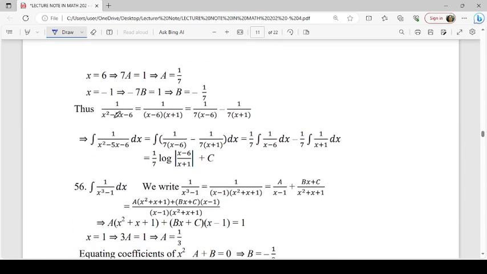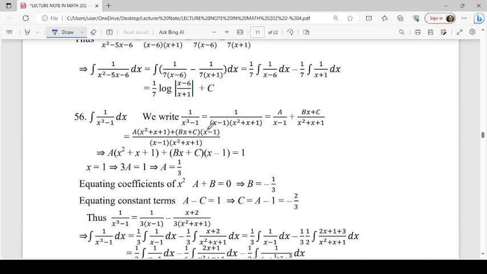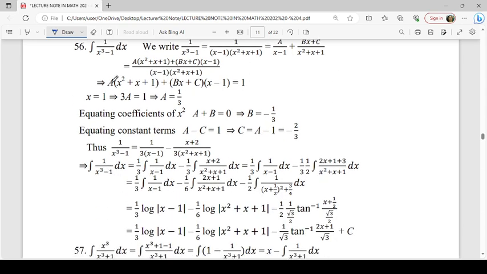This is an algebraic fraction. We are writing it as a sum of first degree denominators. This is x cube minus 1. So the factors are x minus 1, which is first degree, and x square plus x plus 1, which is second degree. So our decomposition is like this. So we get A as 1 by 3, B as minus 1 by 3. So our result for 1 by x cube minus 1 is this one.